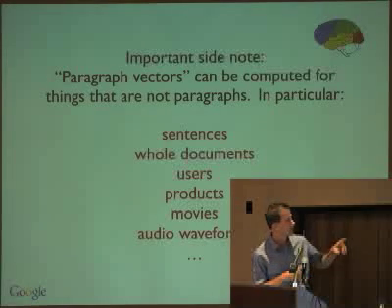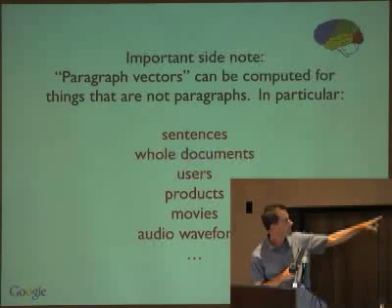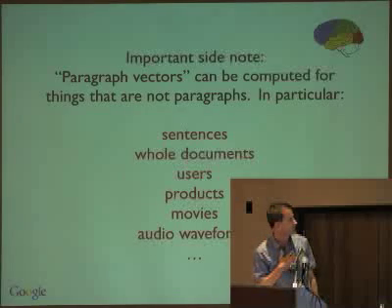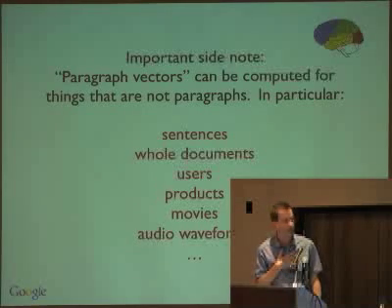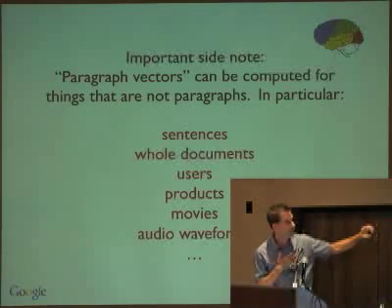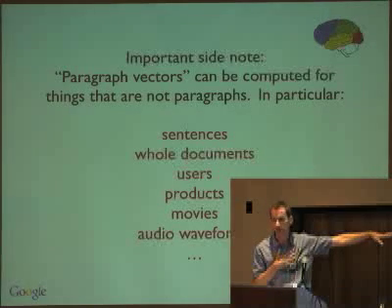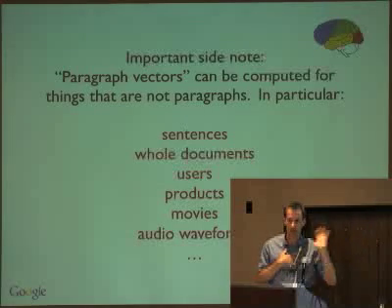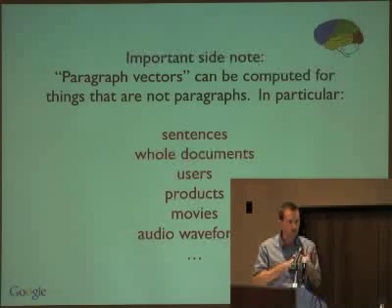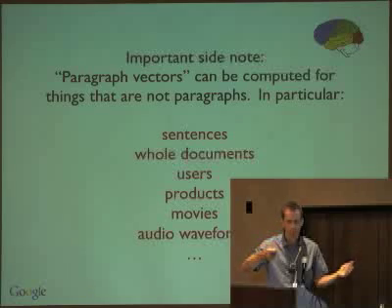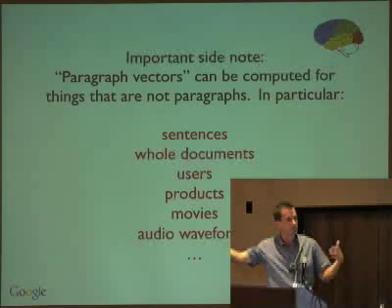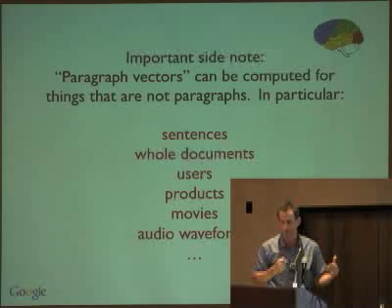OK, there's a really important side note. These paragraph vectors don't have to be paragraphs. They could be sentences. They could be whole documents. They could be sequences of actions a user did. So you would compute a user vector that's incredibly useful at capturing the long-term dependency information you need to predict things a particular user is going to do.